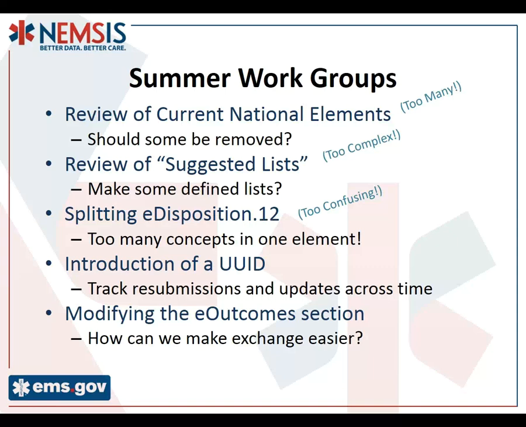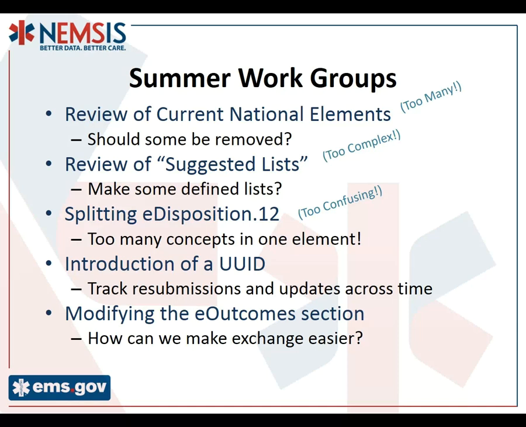There was a work group associated with the suggested list, the complicated list from those national vocabularies. Should we make the suggested list shorter and make them defined lists? And so everybody sees them. Just like they did under version 2, you would just see an EMS-friendly term, but have more terms than under version 2, so that's not such a truncated list. And could we split e-disposition 12? It's so confusing. There's too many concepts here.